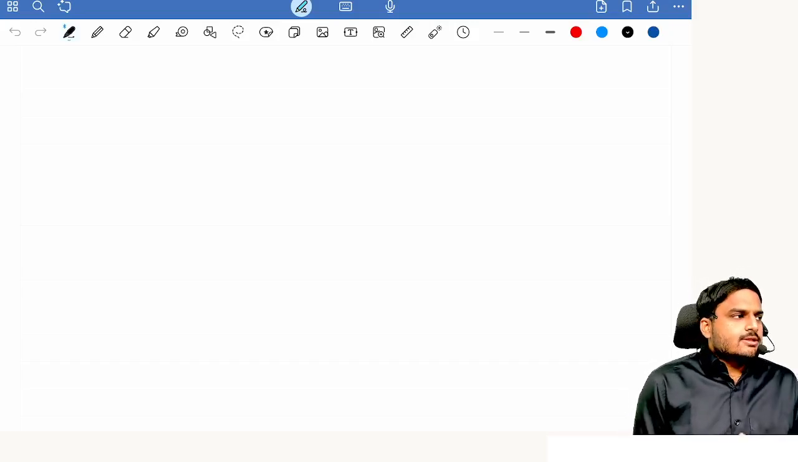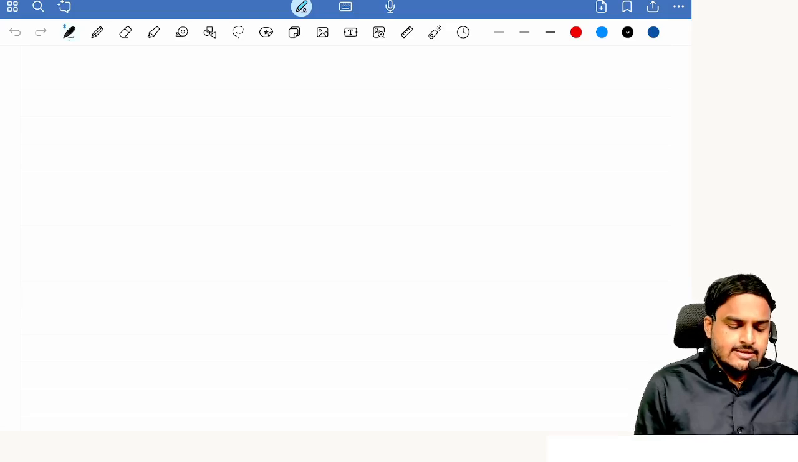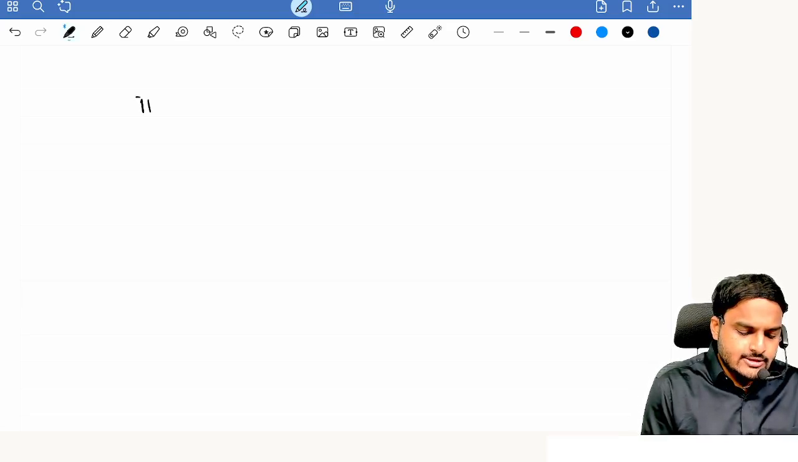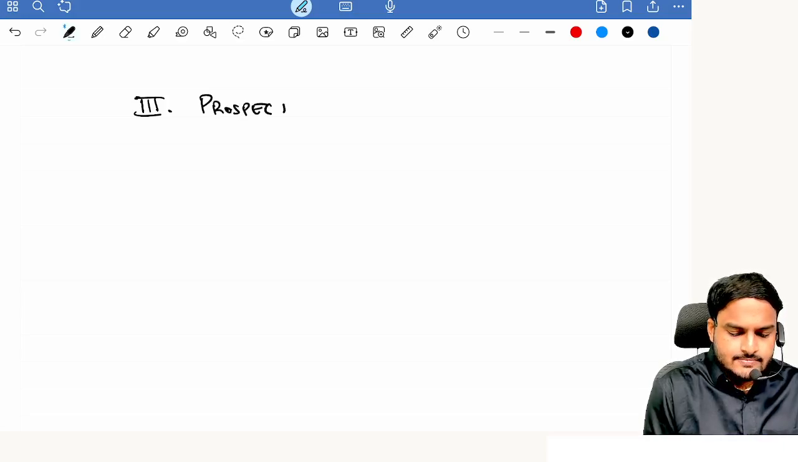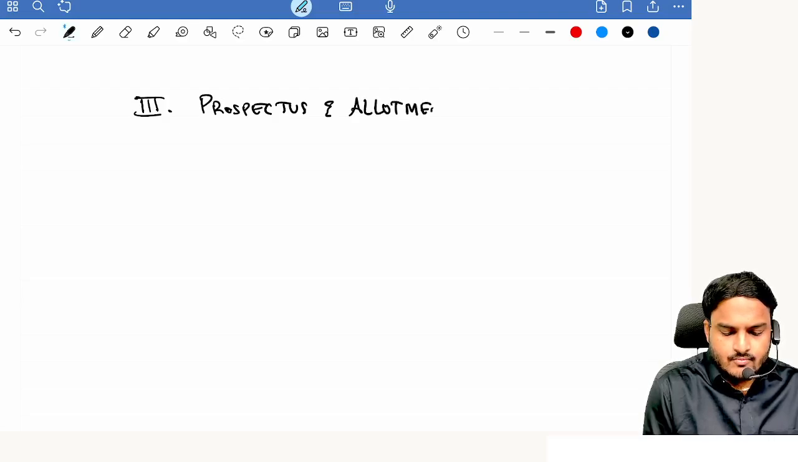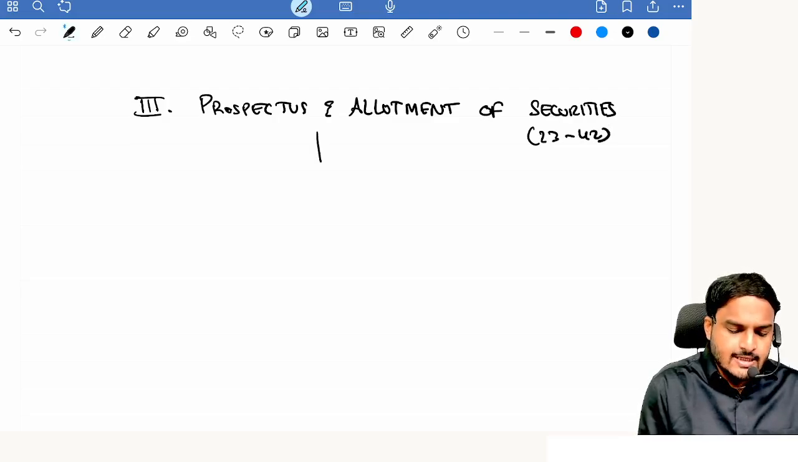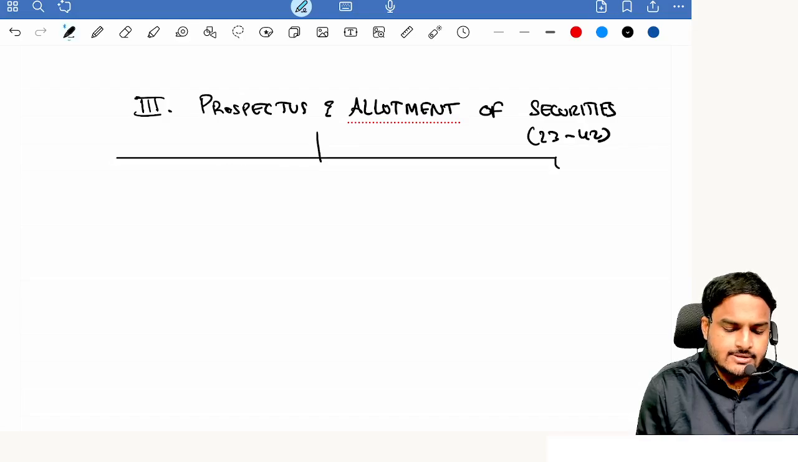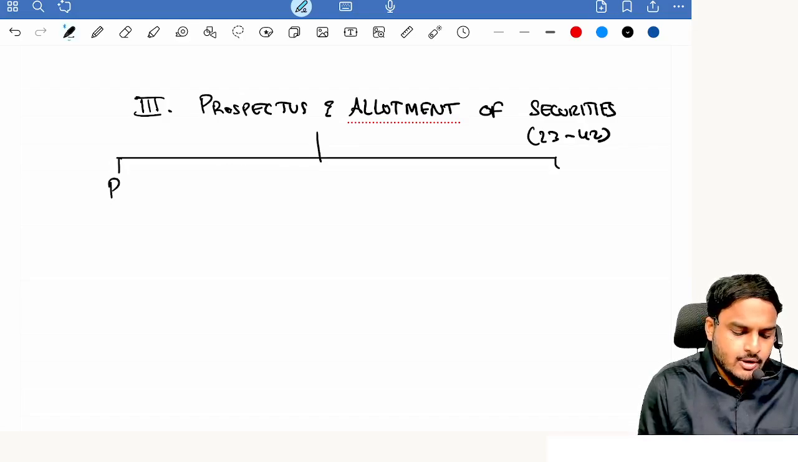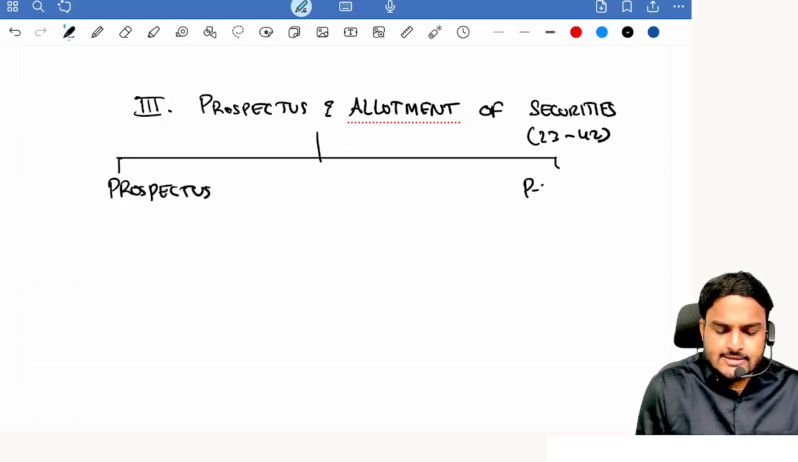So in this lecture, I'll start a new chapter. Our next chapter is Prospectus and Allotment of Securities. Chapter 3, Prospectus and Allotment of Securities. So section 23 to section 42. This chapter has two parts. Part 1 is all about prospectus and part 2 is all about private placement.